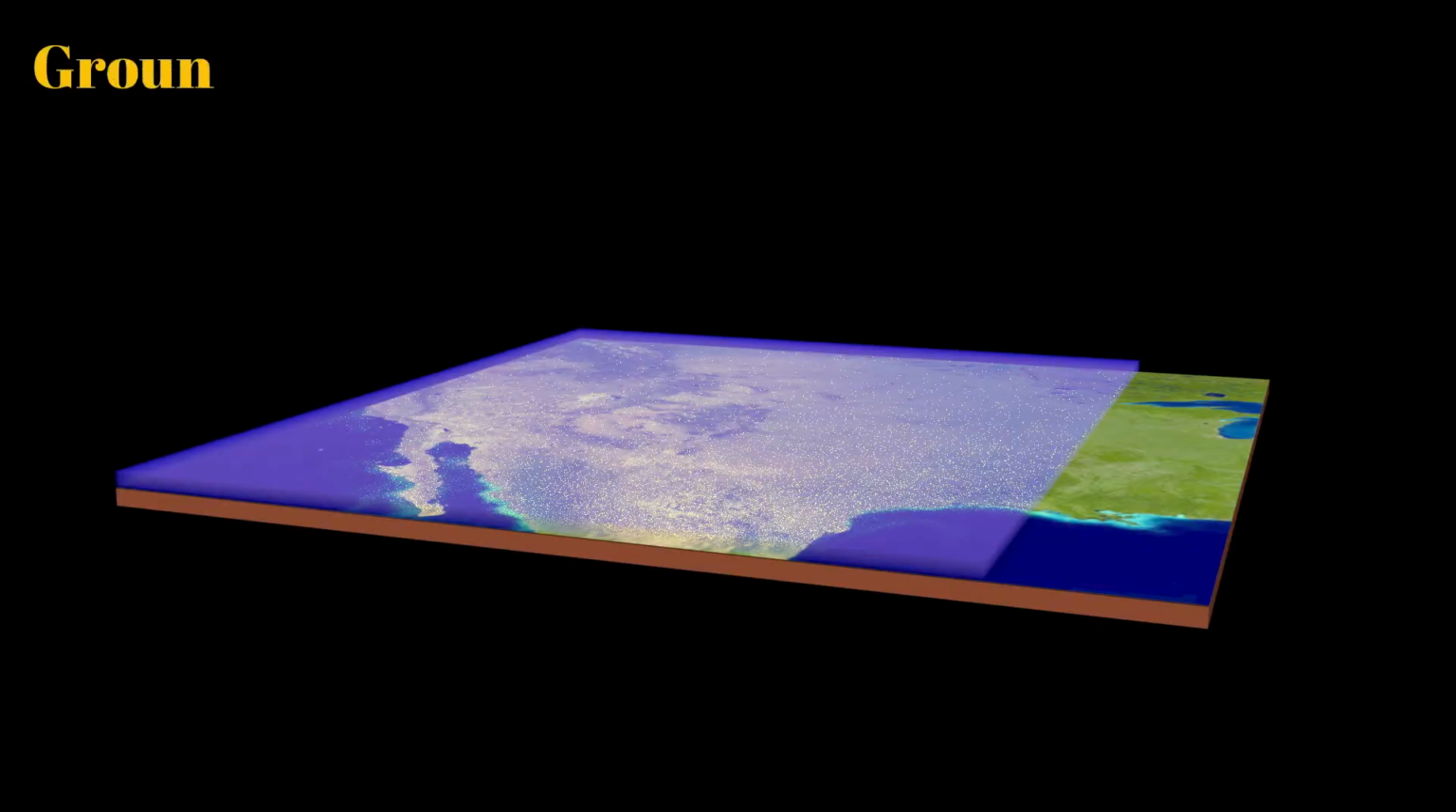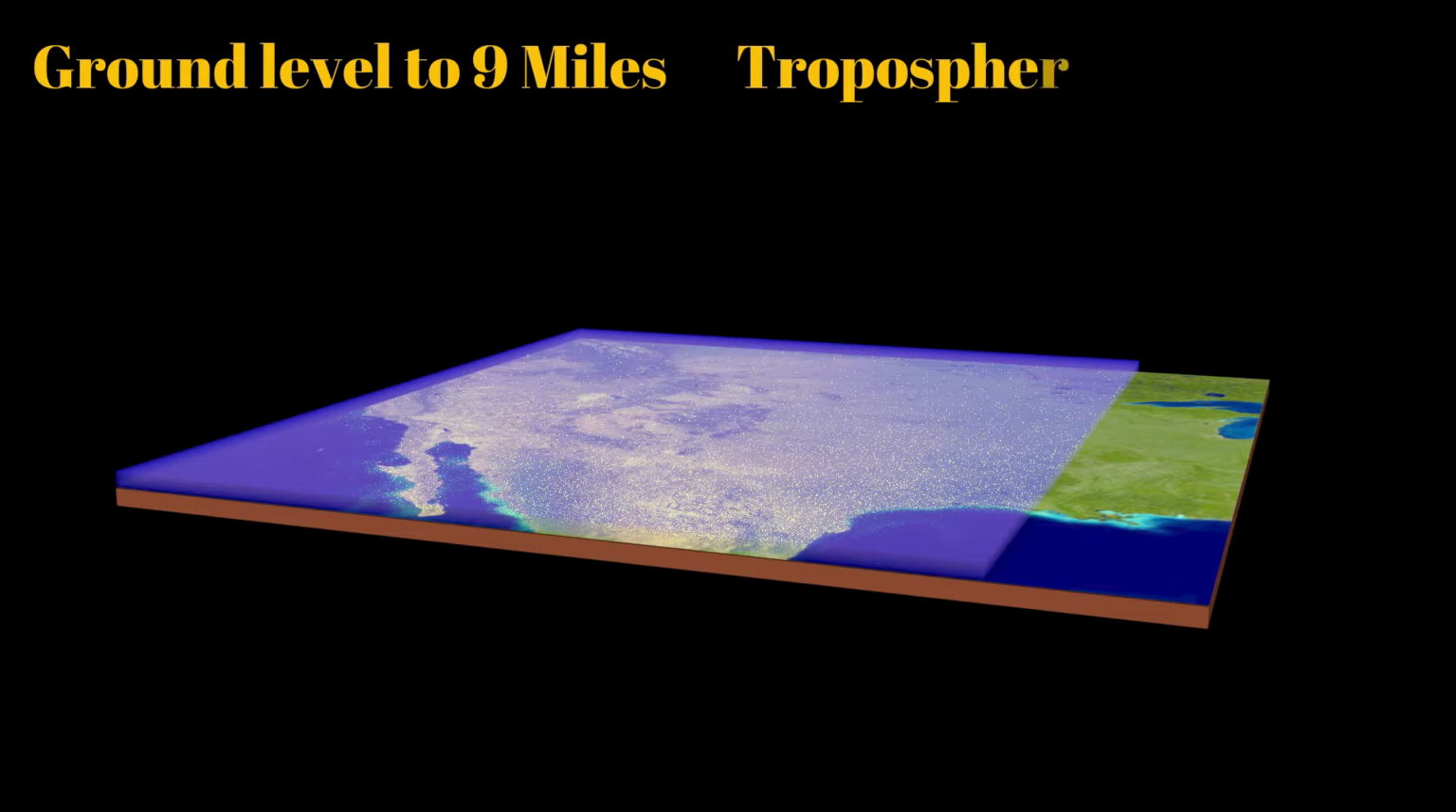The Earth's atmosphere is layered. We know this based on temperature characteristics. From ground level to 9 miles, we are in the troposphere. Almost all of life's activities take place here. That's why we call it the layer of life.